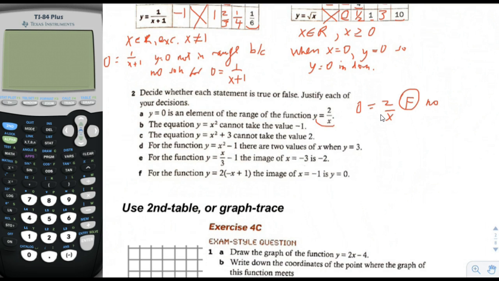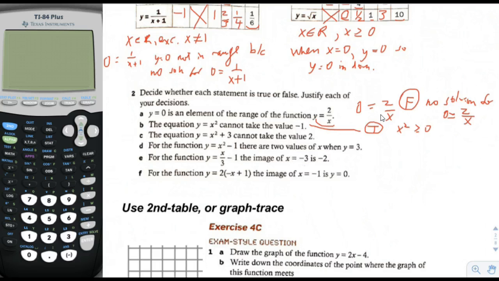There is no solution for 0 equals 2 divided by x. Okay, that was for A. What about B? The equation y equals x squared cannot take the value -1. That's true, because x squared is always positive.